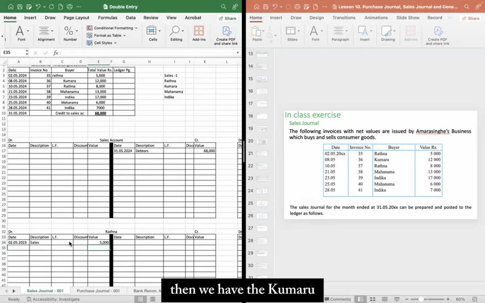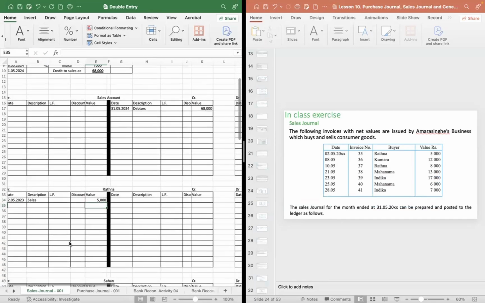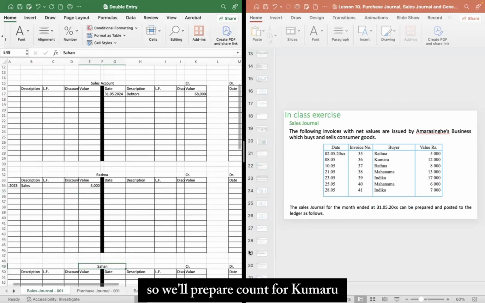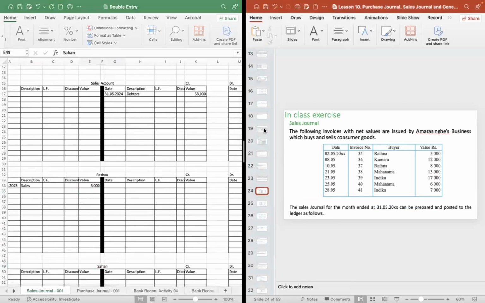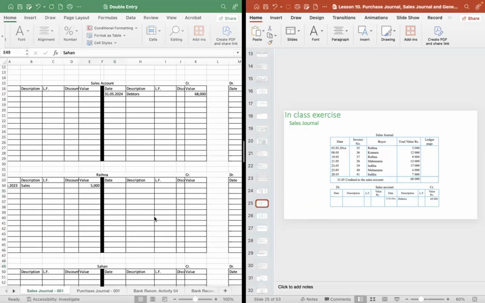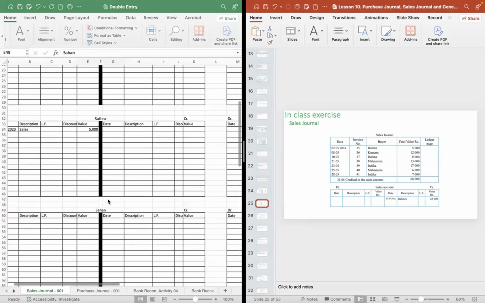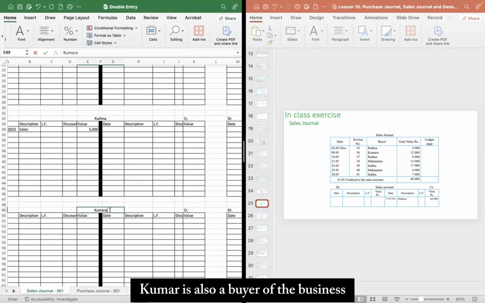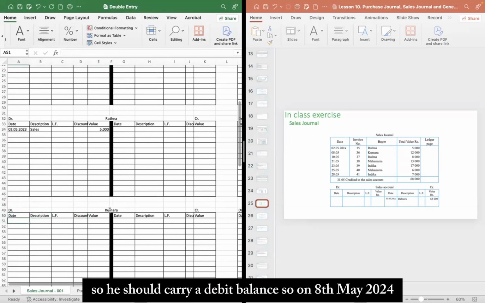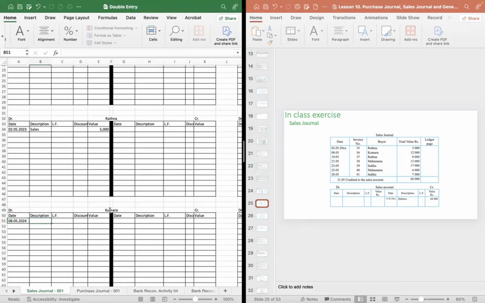Then we have Kumar. So we'll prepare an account for Kumar. Ratna done, then Kumar. Kumar is also a buyer of the business, so ideally a debtor. So he should carry a debit balance. So on 8th May 2024, Kumar, 12,000.